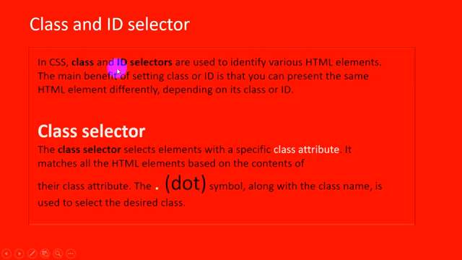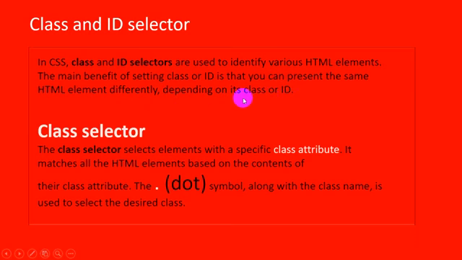There is a big difference between class and ID. We will see what the difference is when we use class and when we use ID as a selector or attribute. But for the time being, just try to understand that ID and class are the two attributes which we can apply in any HTML element. The main benefit of setting a class or ID is that you can present the same HTML element differently depending on its class or ID.